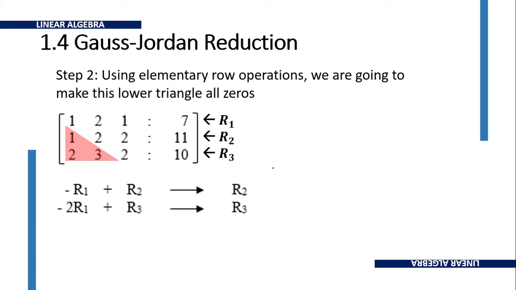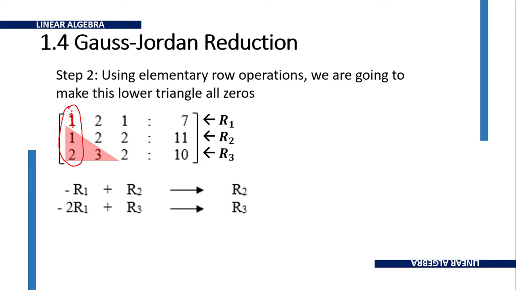Kasi yan yung gagamitin natin sa pagsosolve using the elementary row operations. Okay. So, sabi dyan, step 2. Using elementary row operations, we are going to make this lower triangle all zeros. Okay? So, basically, ang ating process ng pagsosolve is column by column. Since 1 na itong first entry, hindi na natin siya kailangan gawing 1. So, gawin na lang natin 0 itong dalawa.